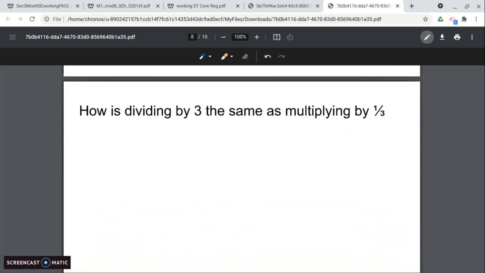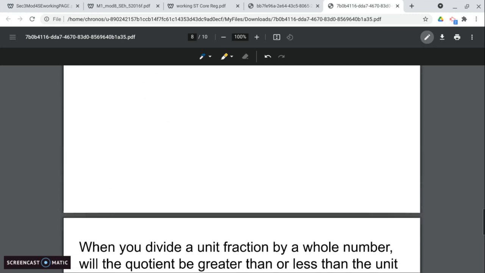So how is dividing by 3 the same as multiplying by 1/3? By using the same times-flip. When we do that operation, we're dividing by 3, so we're splitting into 3 parts, or into thirds, so the 1/3. So it's the same as multiplying by that 1/3.